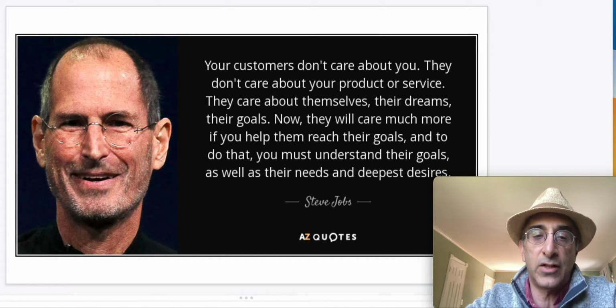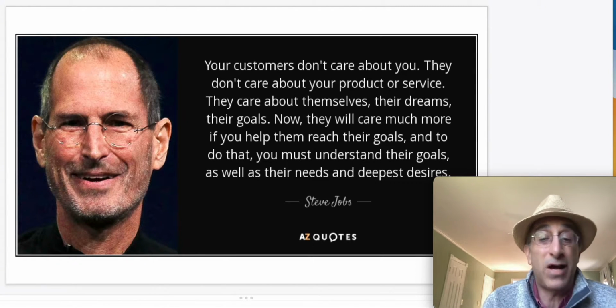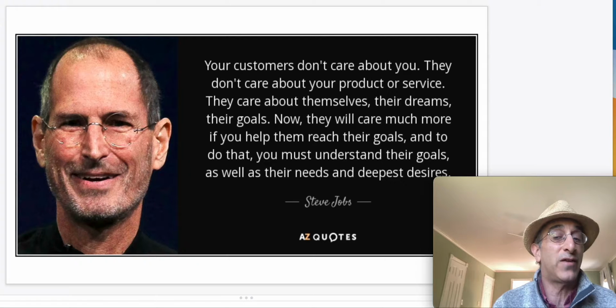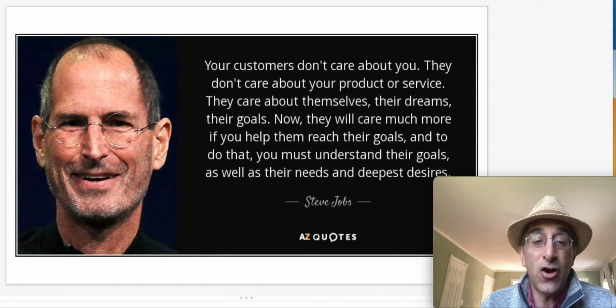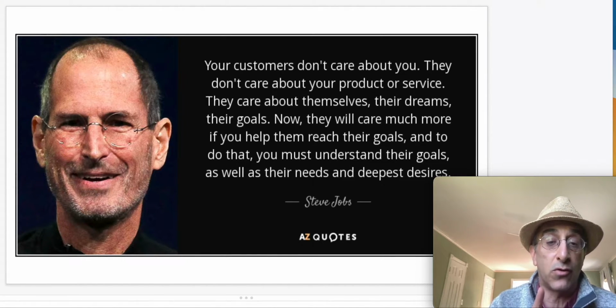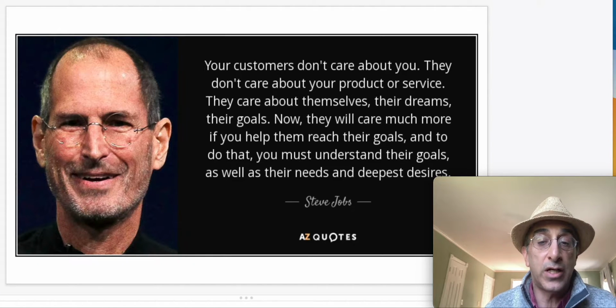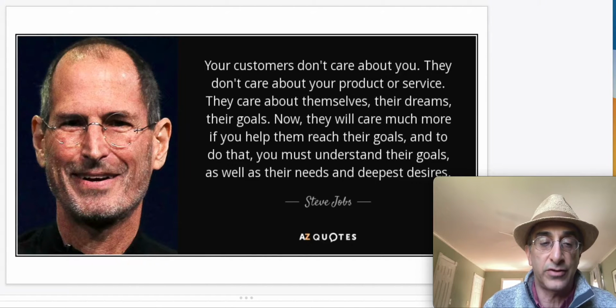Now, I'm going to let you in on a little secret. These personas, these customers, don't care about you. They don't care about your product or service. They don't care about data visualization or machine learning. No, they care about themselves, their dreams, their goals. They will care much more if you help them reach those goals. And to do that, you need to understand the goals as well as their needs and deepest desires.